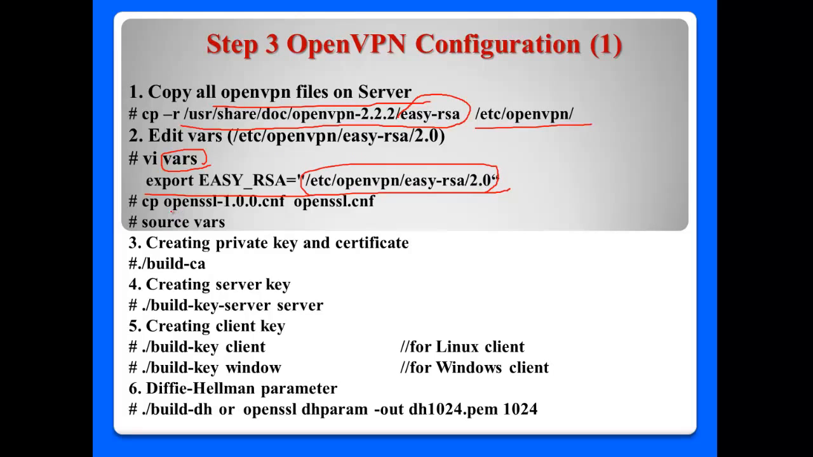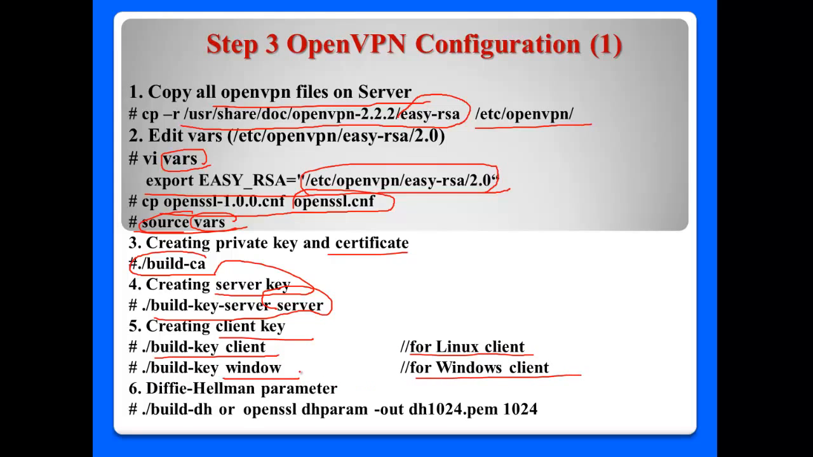And after that, copy OpenSSL to this file and start the source. Normally, this command will read all this file. And after number 3, creating the private key and certificate as a CA using this one. And now, number 4, create a server key using this one, build-key-server, and server. Number 5, we'll make 2 kinds of keys for the client. First one, build-key client. This one will be for the Linux client. And the build-key windows, this one will be the Windows client.